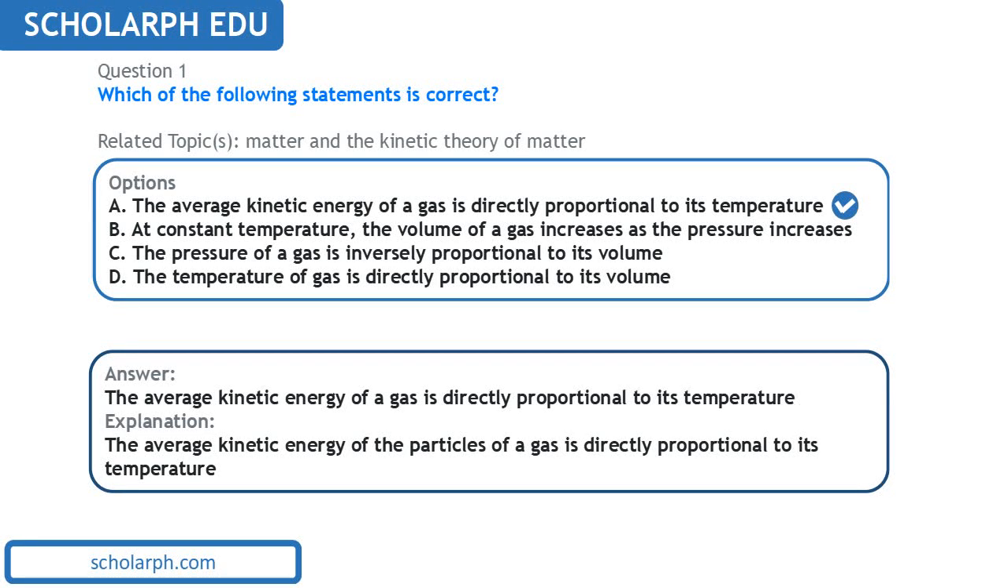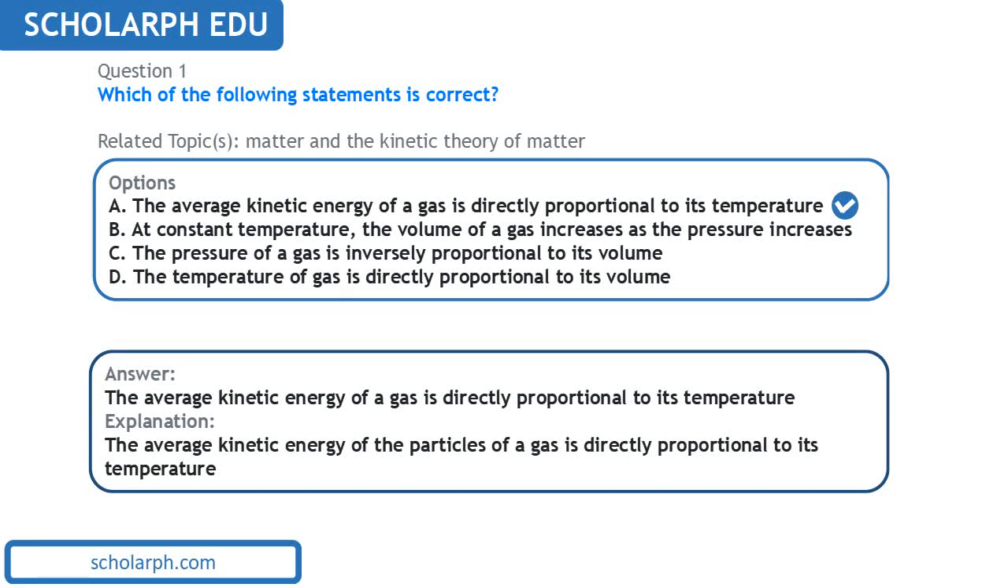If you explore the other options here, at constant temperature the volume of a gas increases as pressure increases. This is wrong. According to Boyle's law, at a constant temperature the volume of a given mass of gas will vary inversely as the pressure, meaning it will reduce as the pressure increases, or the volume increases as the pressure decreases. So this is wrong. And here, that the pressure of a gas is inversely proportional to its volume.